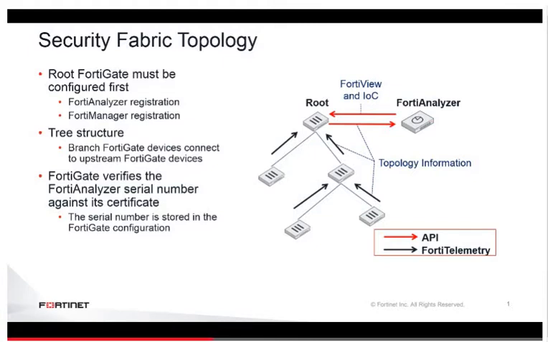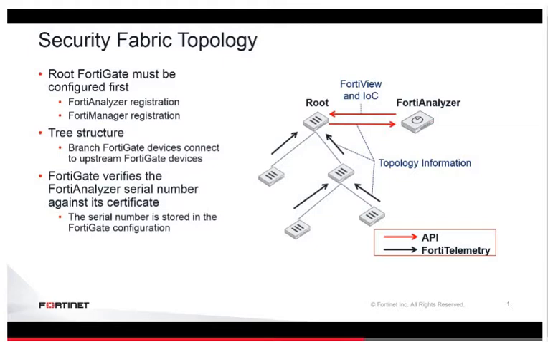FortiGate uses the FortiTelemetry protocol to communicate with other FortiGate devices and distribute information about the network topology. FortiGate also uses FortiTelemetry to integrate with FortiClient. The root FortiGate collects the network topology information and forwards it to FortiAnalyzer using the FortiAnalyzer API.